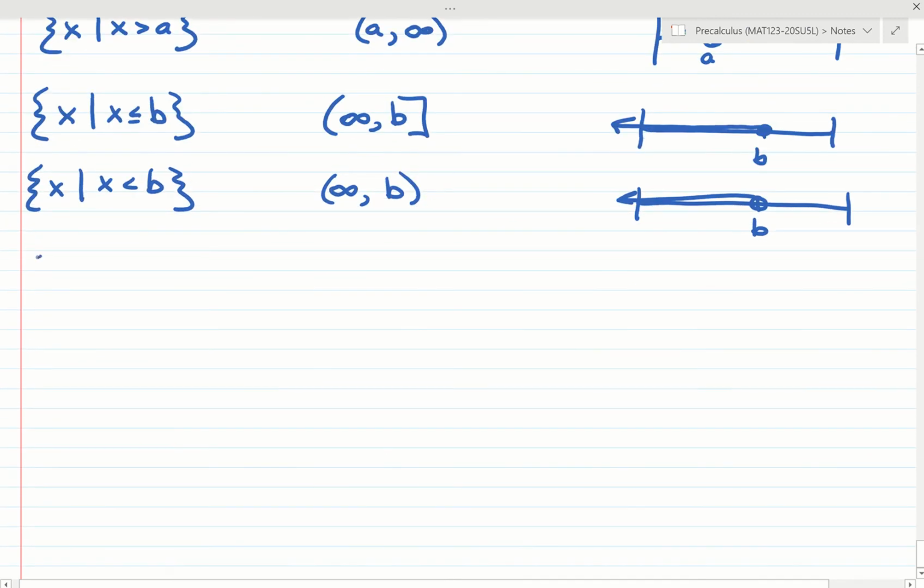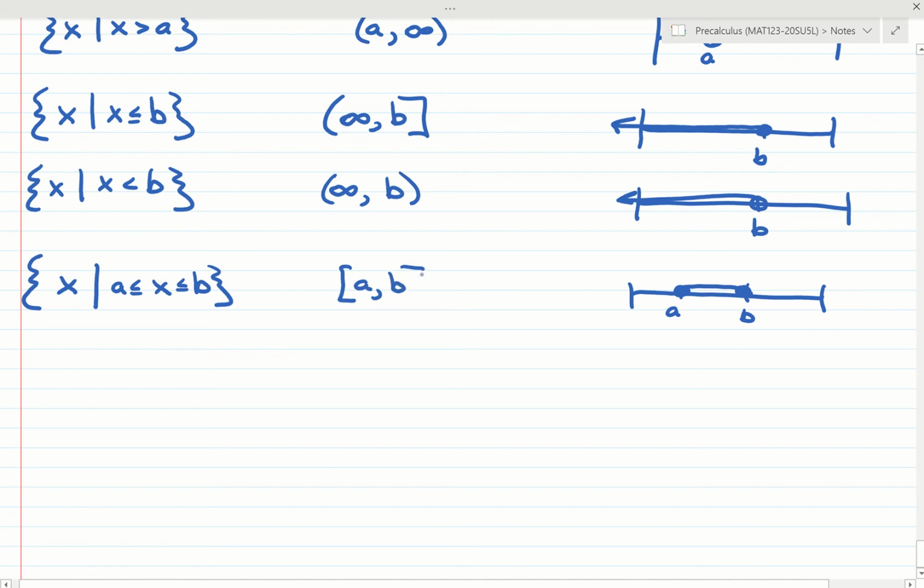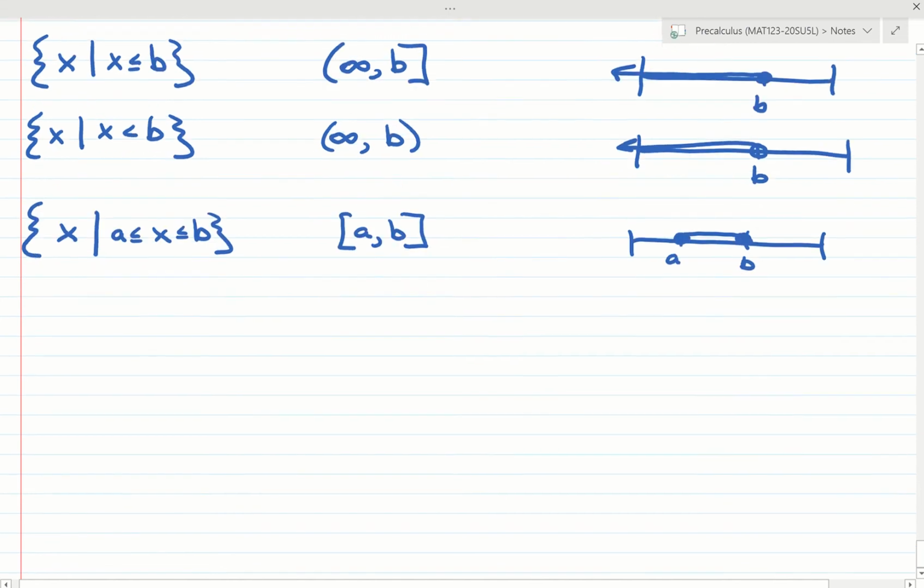What about if we had a compound inequality, where it was the set of numbers x such that x is between a and b inclusively? Well, on a number line, here's a, here's b. If we're going to include those numbers, it would look like this.